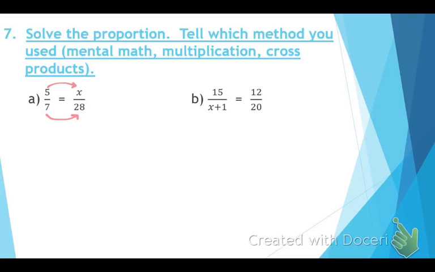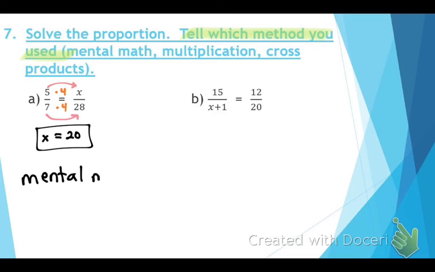What did I have to do? I have to find a missing link. 7 times a number equals 28, so 7 times 4 equals 28. Therefore, I have to be fair and do that to the top. 5 times 4 equals what, class? 20, okay? So x equals 20, and that's the answer. And then it says, tell which method you used. In this case, I used mental math.